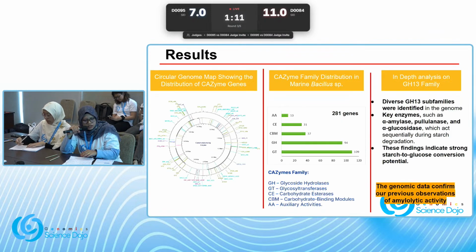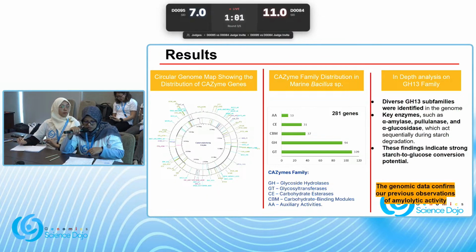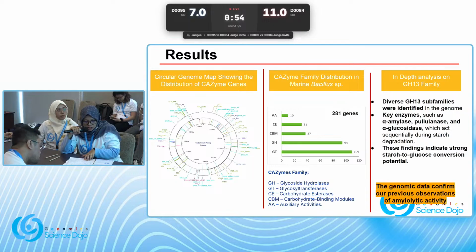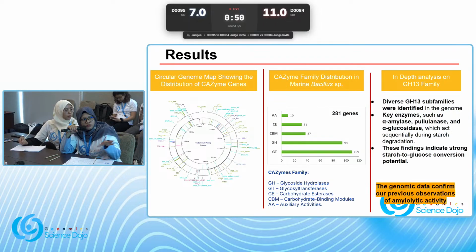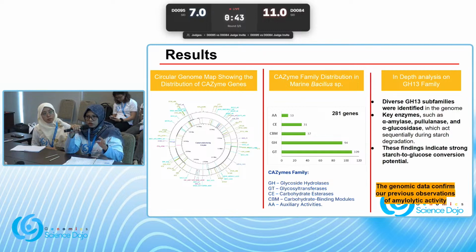As the result, on the left side, our genome data successfully shows the distribution of CAZyme genes. From 281 genes, as we can see in the bar plot, the enzymes are distributed into 5 different groups. We successfully found diverse GH13 subfamilies. We found key enzymes such as alpha-amylase, pullulanase, and alpha-glucosidase. This finding indicates strong starch to glucose conversion potential, and the genomic data confirm our previous observation of amylolytic activity.